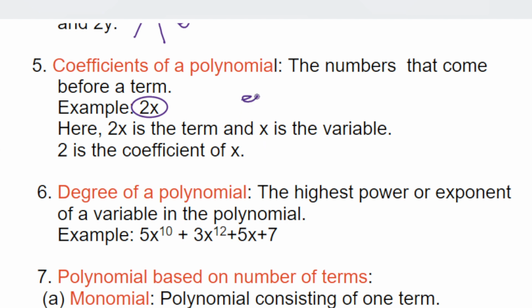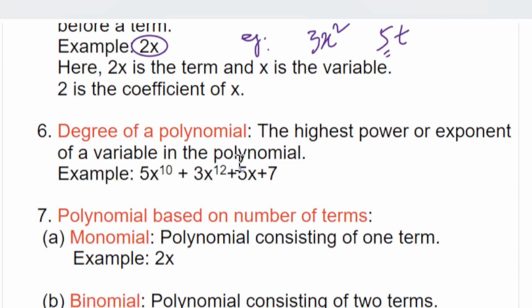Let's see some more examples. Suppose I have 3x square. 3 is the coefficient of x squared. 5t, what is 5? 5 is the coefficient of t. Here 3 is the coefficient of x square. Here 2 is the coefficient of x. The numbers that come before a term, or before a variable, will be called a coefficient. So in this case 2x is the term, x is the variable and 2 is the coefficient of x. So let's see question number 6.